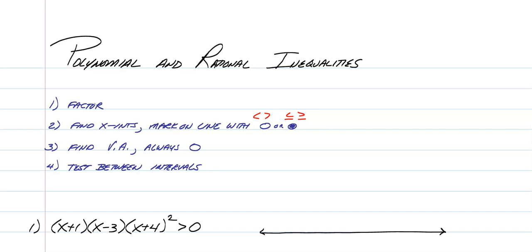For vertical asymptotes, if this is a rational function that has a denominator, just like in graphing, that is an asymptote, which means that cannot happen. So vertical asymptotes will always have an open circle. And then you're just going to test your intervals in between. And I'm going to show you a little trick to do that to make it easier for you.